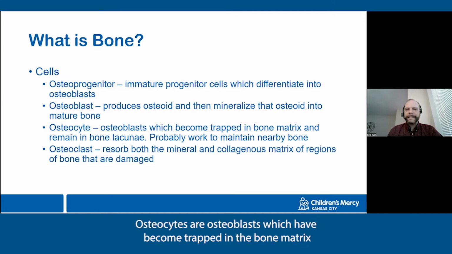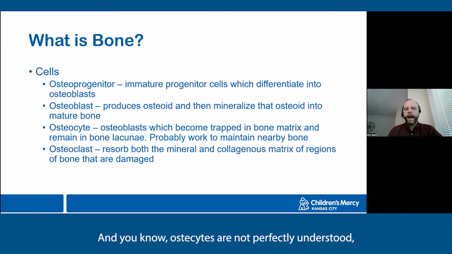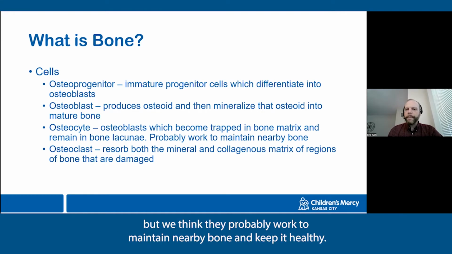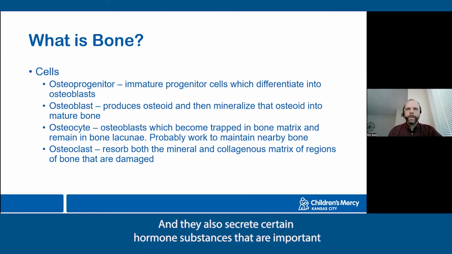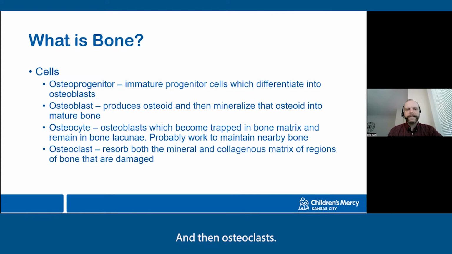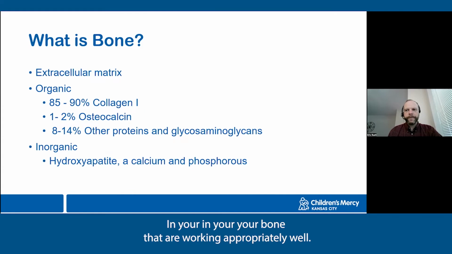Osteocytes are osteoblasts which have become trapped in the bone matrix, and they remain in these little lacunae. These little areas of bone that's formed. And osteocytes are not perfectly understood, but we think they probably work to maintain nearby bone and keep it healthy. And they also secrete certain hormone substances that are important for maintenance of things like phosphate levels in the body. And then osteoclasts, these are cells that resorb both the mineral and the protein matrix of the regions of bone that become old or damaged. And that's really important to have both osteoblasts and osteoclasts in your bone that are working appropriately well.